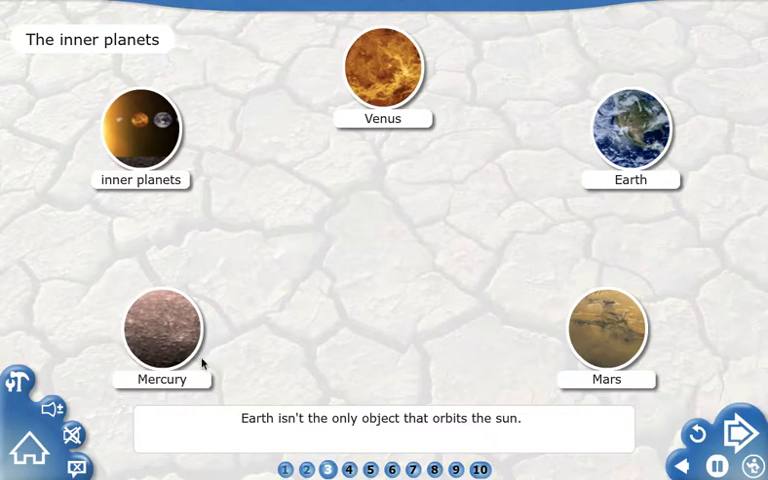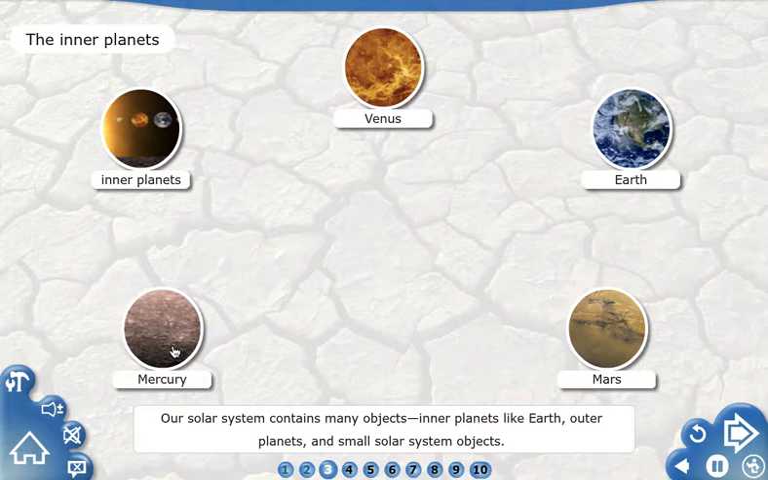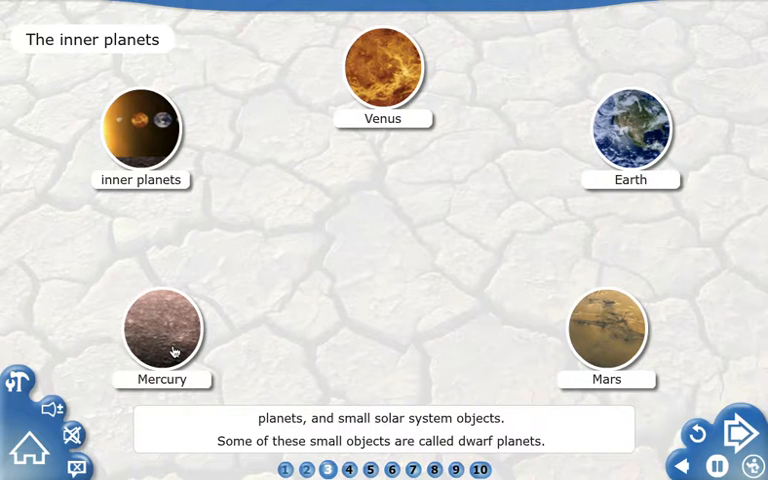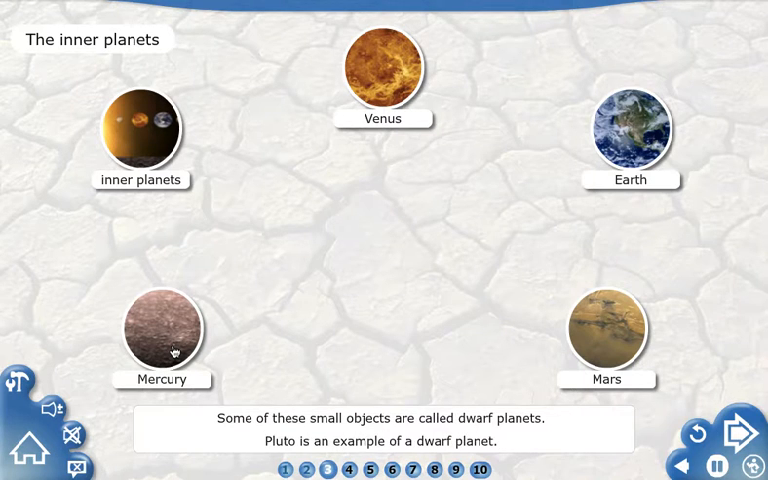Earth isn't the only object that orbits the sun. Our solar system contains many objects: inner planets like Earth, outer planets, and small solar system objects. Some of these small objects are called dwarf planets. Pluto is an example of a dwarf planet.